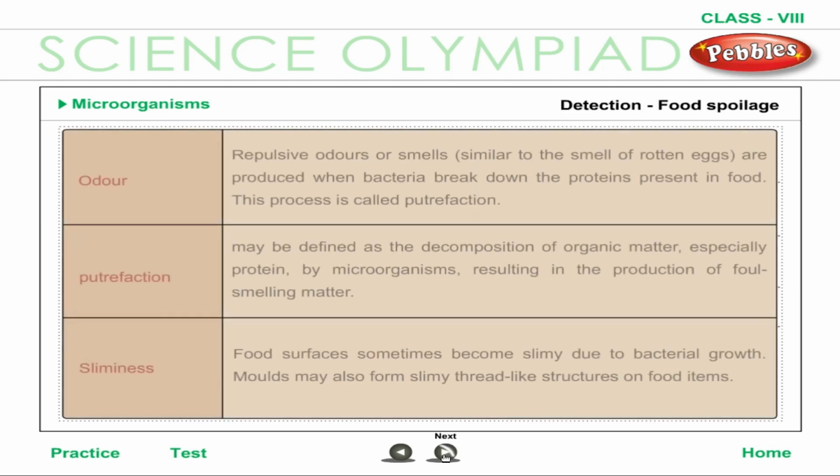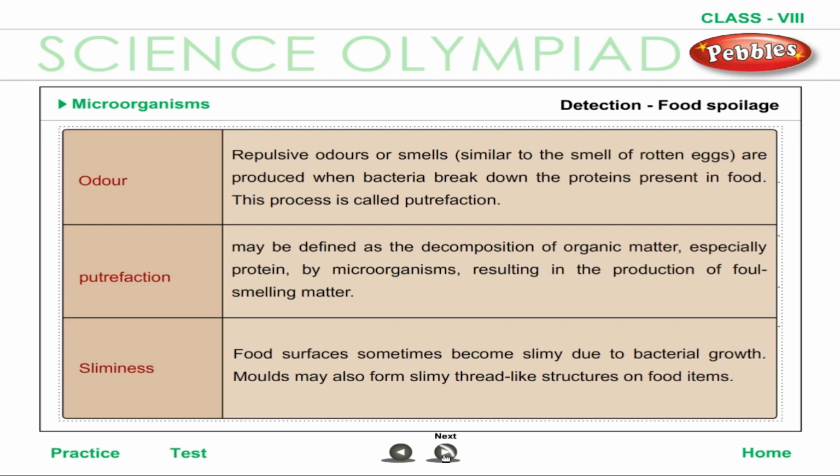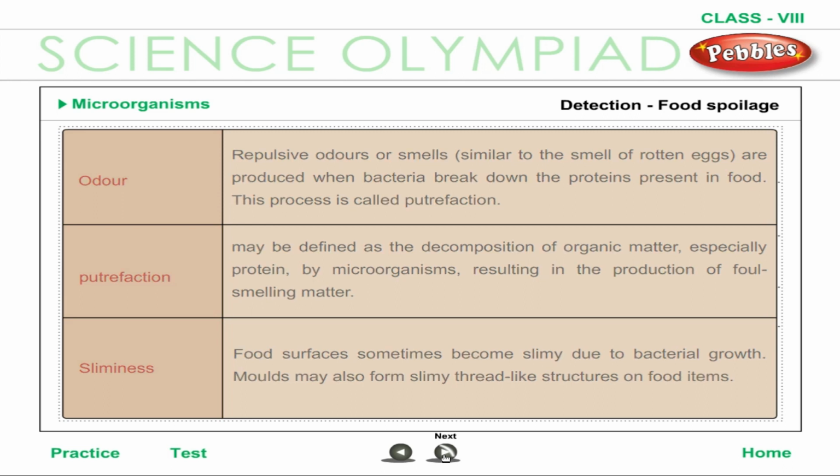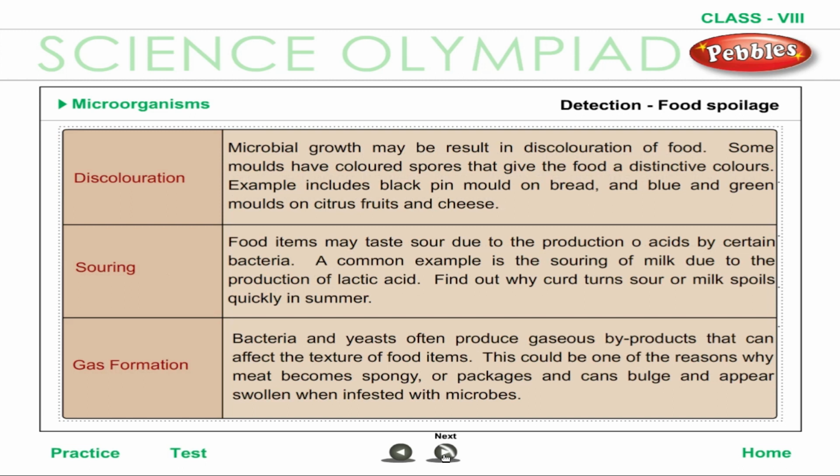Detection: food spoilage. A few indicators that tell us whether or not a given sample of food is suitable for consumption are listed in the table. They are odor, putrefaction, sliminess, discoloration, souring, and gas formation.